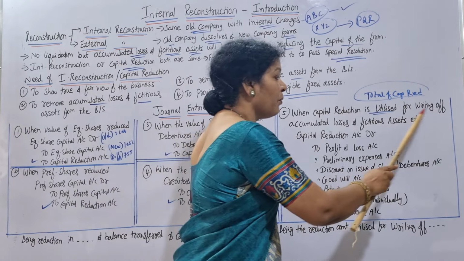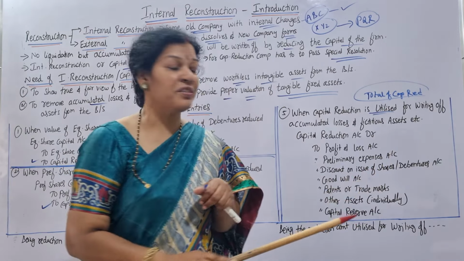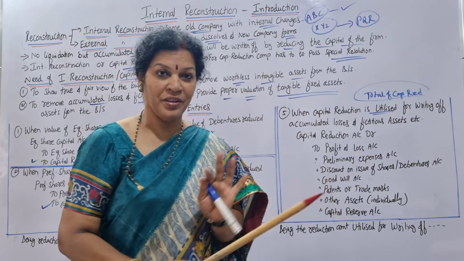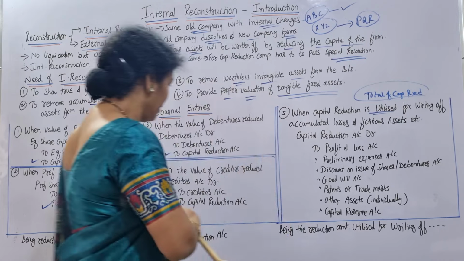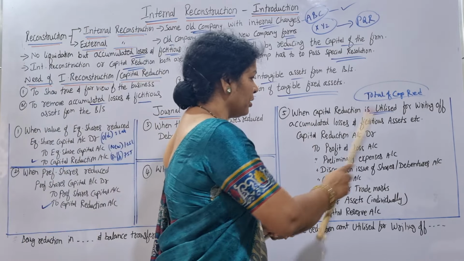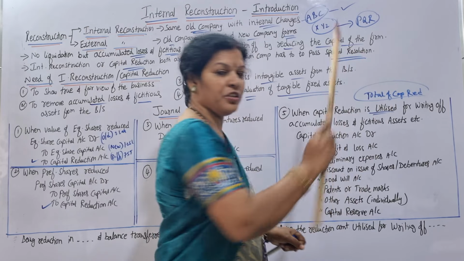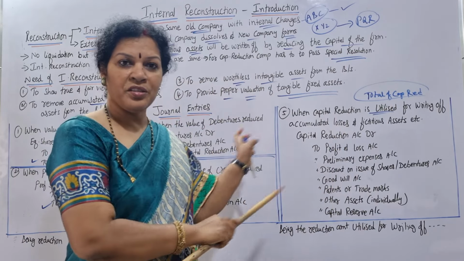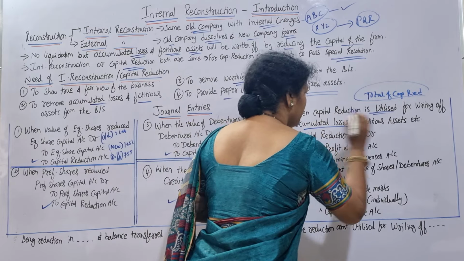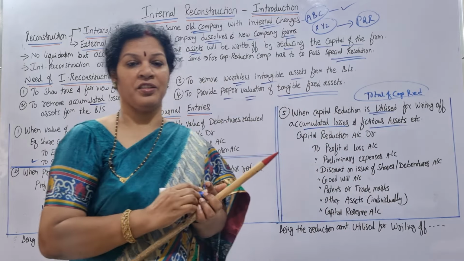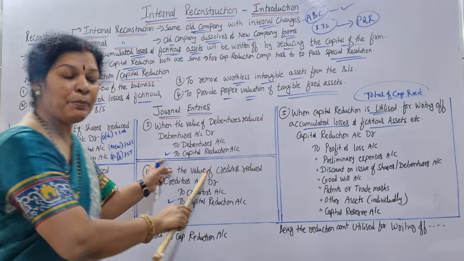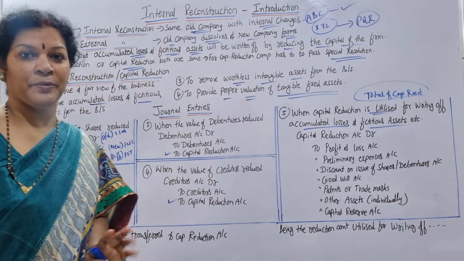Capital reduction is utilized for what? For what are we utilizing it? We are utilizing it for writing off accumulated losses and fictitious assets. This total amount is being written off. These two we want to write off, and for that purpose this capital reduction amount is being utilized.